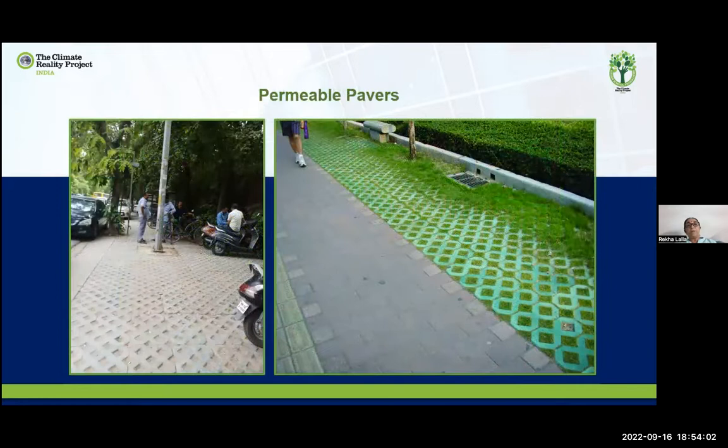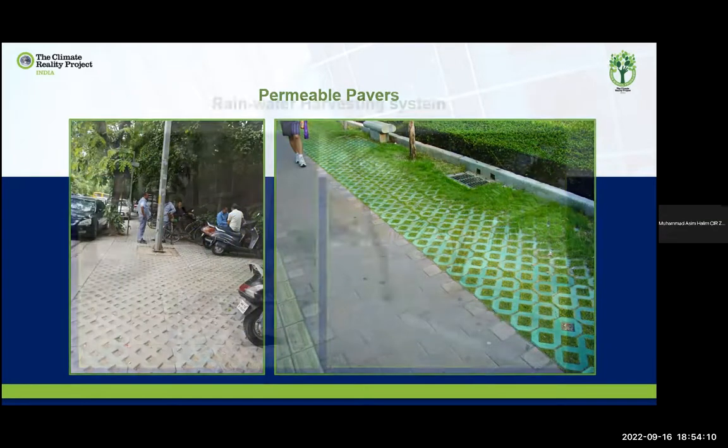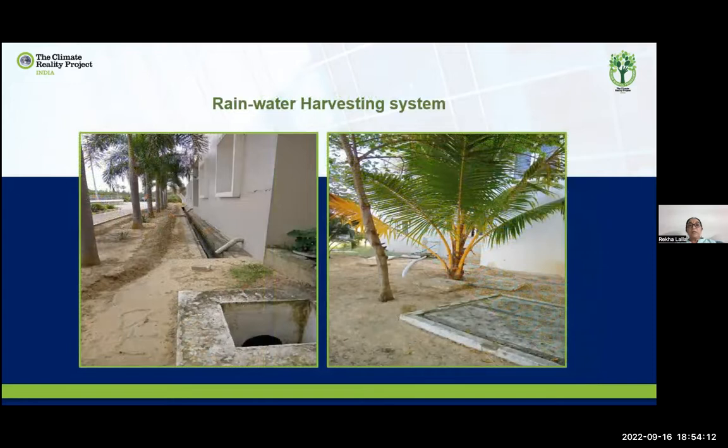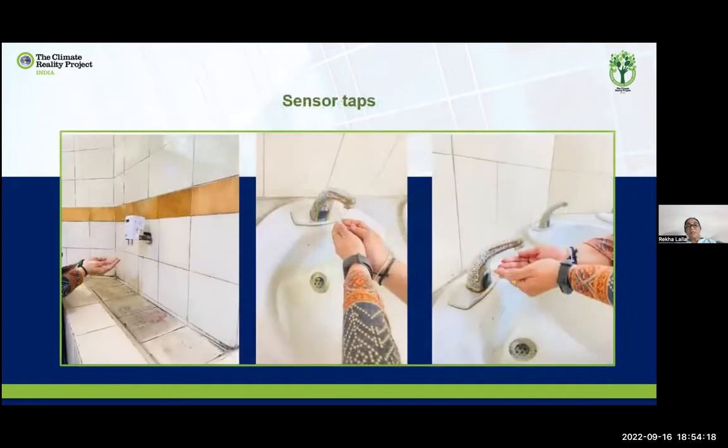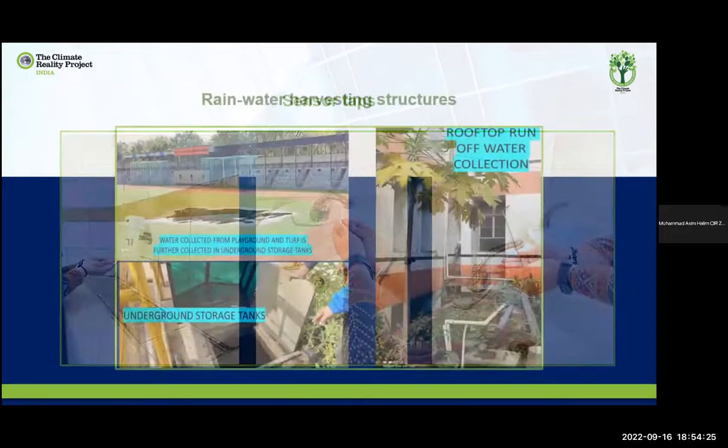This is permeable pavers, which we tell the schools to use instead of the hard surfaces, because that allows the water to go down and groundwater is recharged through that. These are the rainwater harvesting systems all over Hosu, which the schools have made. It is compulsory for sensor taps in Delhi schools. We have taken different measures which the schools are doing and which they learn and implement in there.